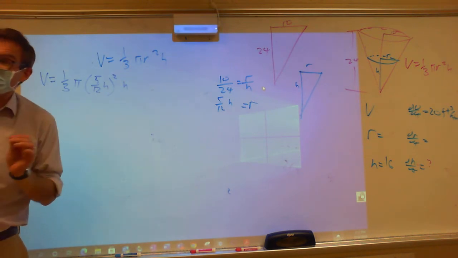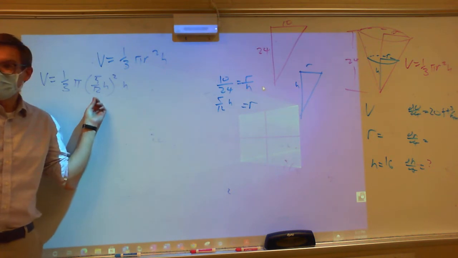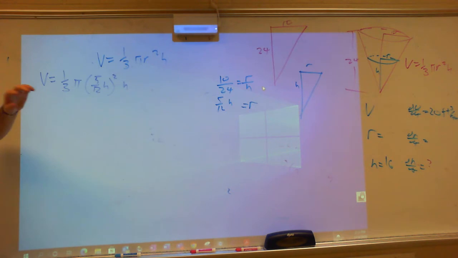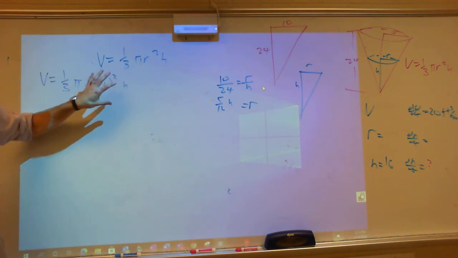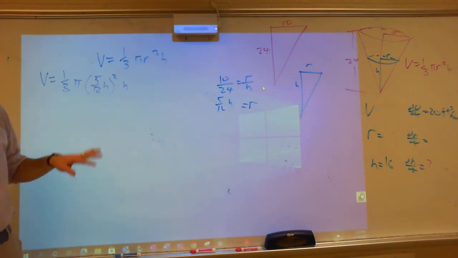Very, very important step. Clean this up. The biggest mistake students make when doing a cone problem or something similar to this is they do this work and they try to take the derivative of this rather than do a little cleanup. See, a little cleanup goes a long way.